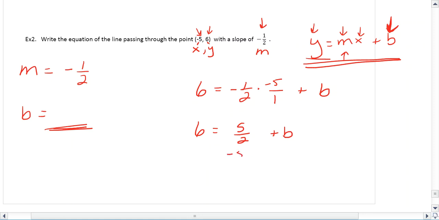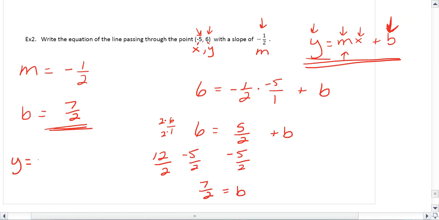So the next step is to subtract 5/2 from both sides. So let's write this 6. I could first write it as 6 over 1, and then we need to write it with a denominator of 2 because we need to have common denominators. 2 times 6 is 12/2. So now I have 12/2 minus 5/2, which is 7/2. So now I have found my b. And once again, when you know m and b, you can write the equation of the line.